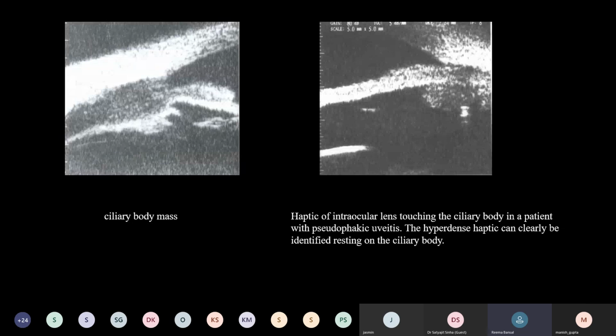And in eyes with pseudophakic uveitis, you need to sometimes do a UBM, where it shows the haptic of the intraocular lens touching the ciliary body in a patient with pseudophakic uveitis. The hyperdense haptic that you're seeing on the right in the ciliary body can clearly be identified resting on the ciliary body. So it is the haptic of the IOL which is resting on the ciliary body and causing chronic inflammation in a pseudophakic eye.